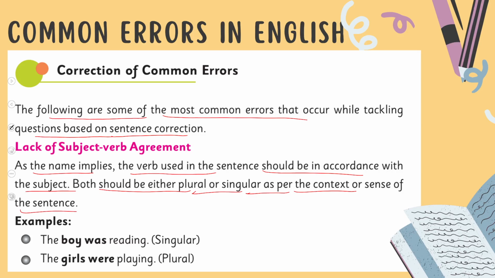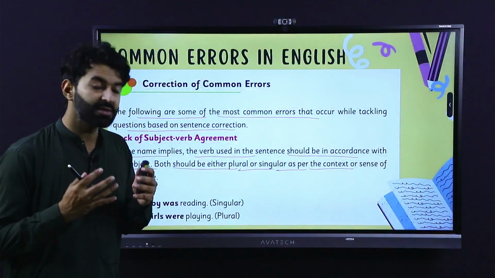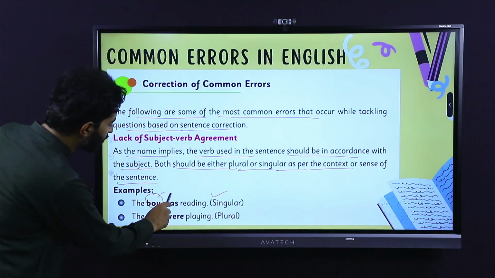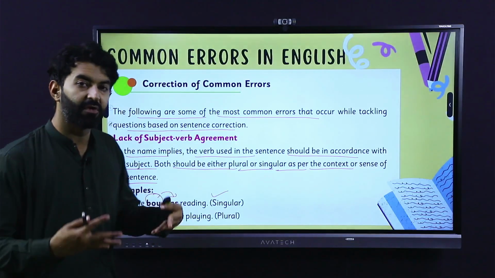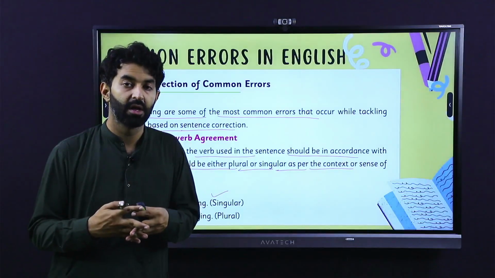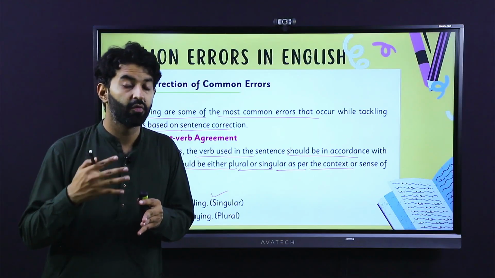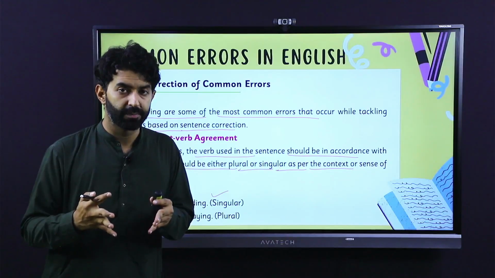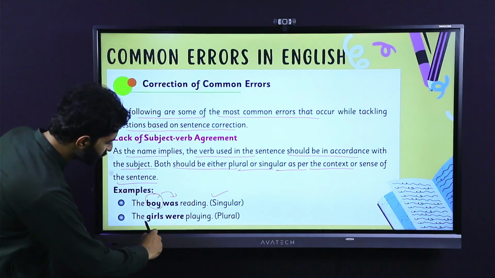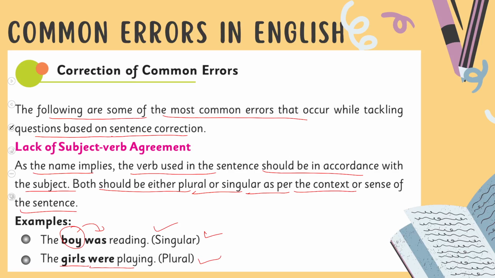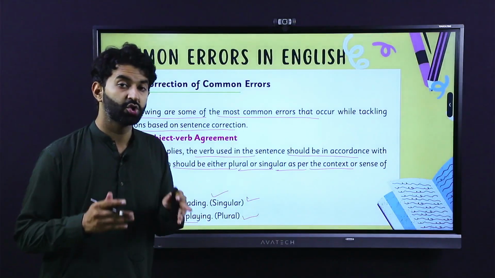For example, the boy was reading. This is correct because our subject is going well with our verb. We have a very good subject-verb agreement. We are using one singular noun accordingly with the singular verb. But here, the girls were playing. This is also following the correct subject-verb agreement because we are using the plural noun girls, and with that we are using the correct verb form that should be there.